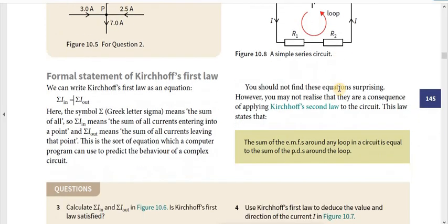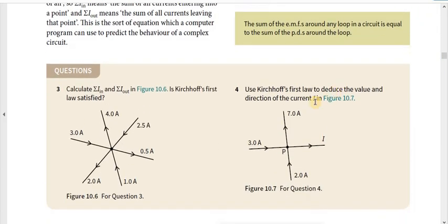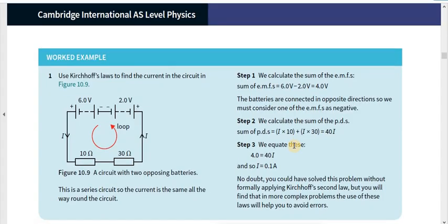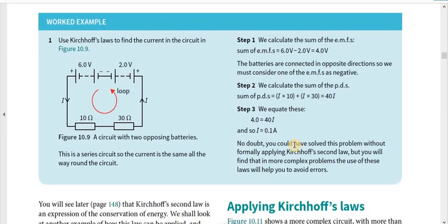Now let's move on to the next part, and there are some more questions using Kirchhoff's first law. Here is a worked example. We will discuss this worked example now. Use Kirchhoff's laws to find the current in the circuit in figure 10.9. This is figure 10.9 over here, a circuit with two opposing batteries.